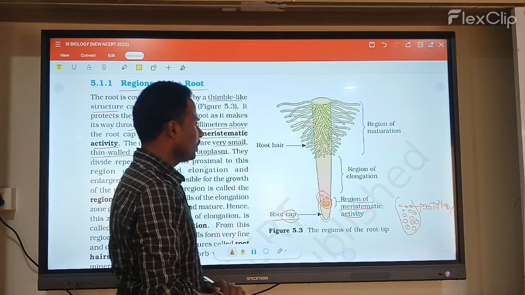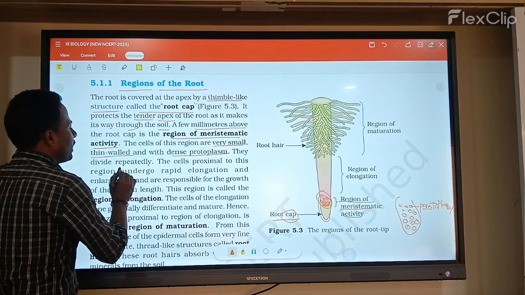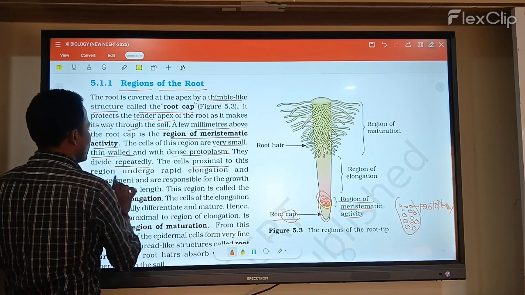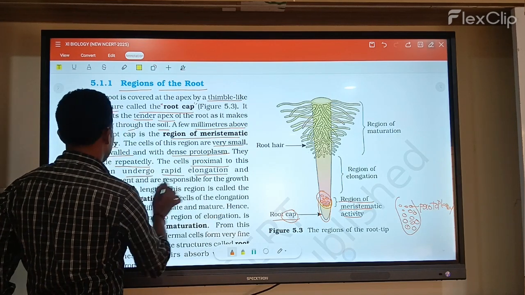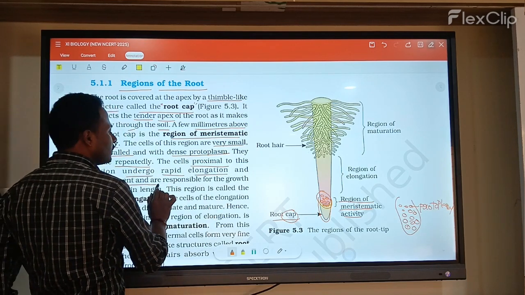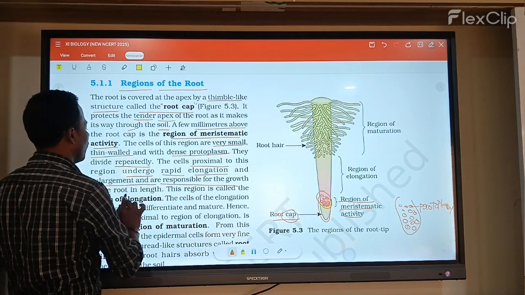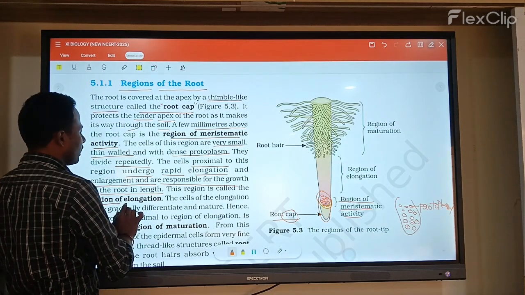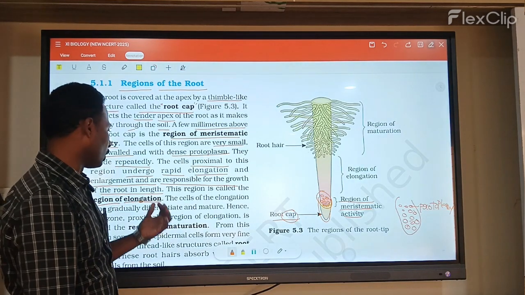The cells proximal to this region undergo rapid elongation and are responsible for the growth of the root in length. This region is called the region of elongation.